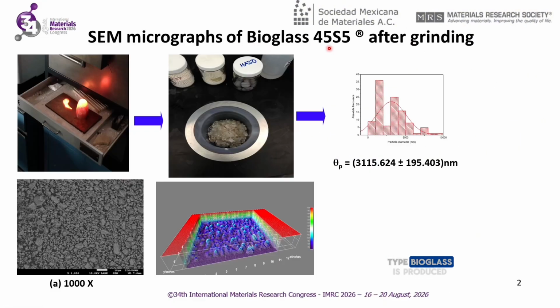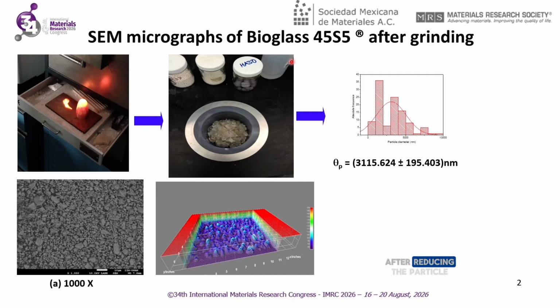45S5 type bioglass is produced through a direct casting process. Using a platinum crucible, the mixture is subsequently heated to 1400 degrees centigrade for 2 hours. The melt is poured onto a copper plate and then subjected to ball milling with ceramic balls.